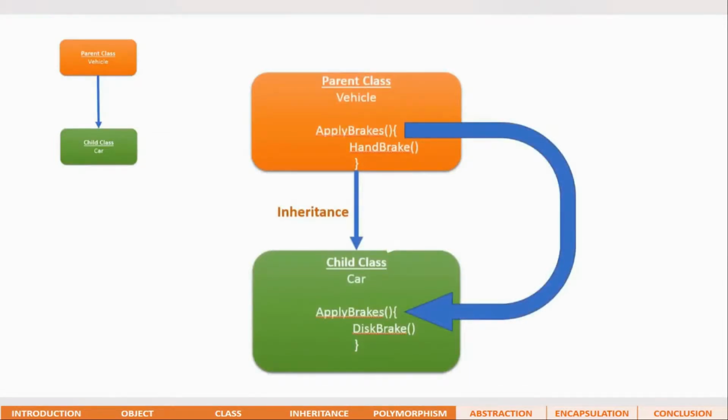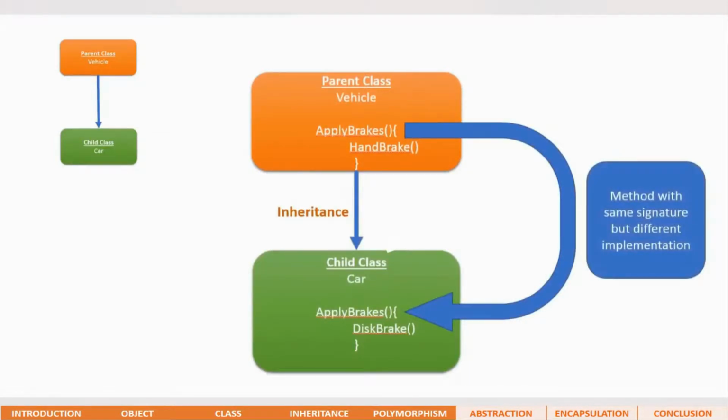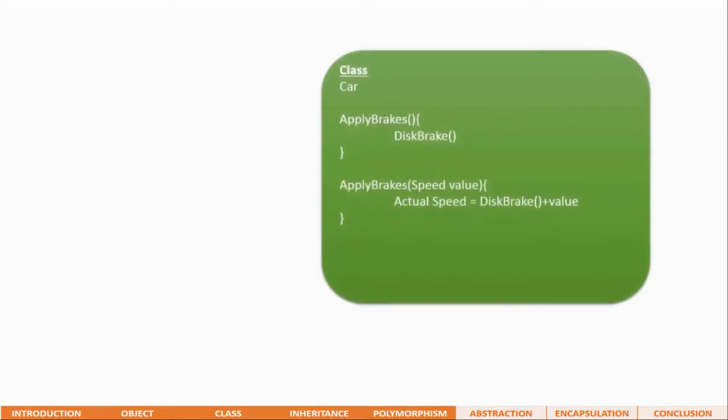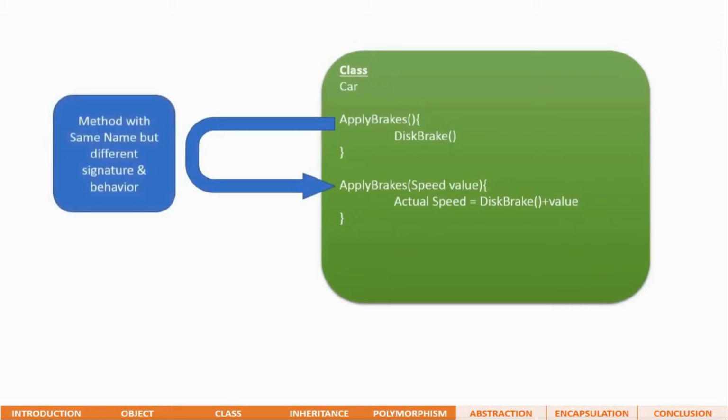For example, the behavior or method braking is to reduce the speed of vehicles, but a child class can override the braking behavior for its implementation. The second type of polymorphism is when a class has more than one method for the same type of behavior, called method overloading. Like a separate method for handbrake and main brakes. Both are performing the same behavior, that is braking, but in different ways.